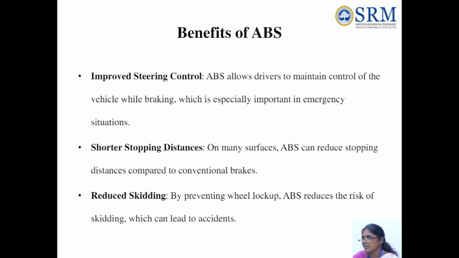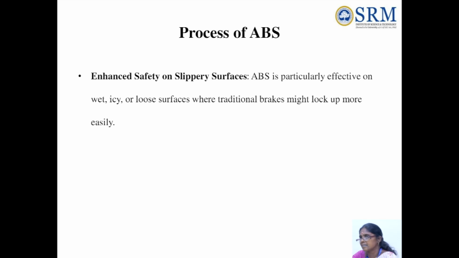The next is shorter stopping distance. On many surfaces, ABS can reduce the stopping distance compared to conventional brakes. Next is reduced skidding. By preventing wheel lockup, ABS reduces the risk of skidding. Next, enhanced safety on slippery surfaces.